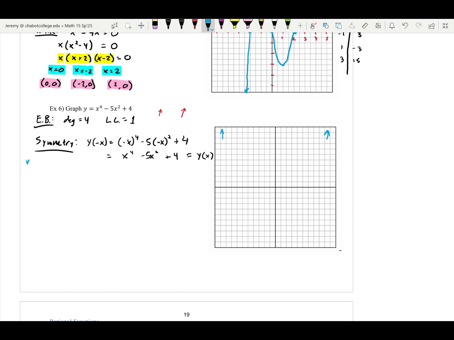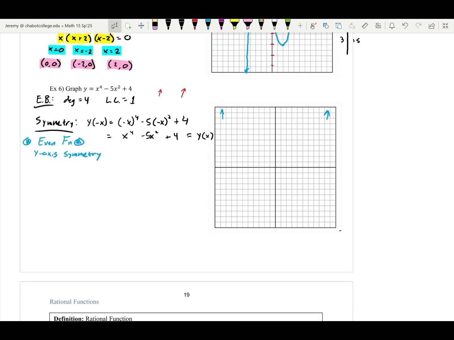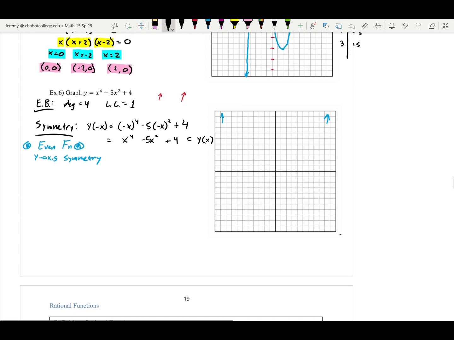So this is really good news. The function is even. So I'll say this is an even function. That means we have y-axis symmetry. This is my favorite kind of symmetry. I feel like it's really easy. You can just get the right half of the graph and just reflect each of those points to get the left half.